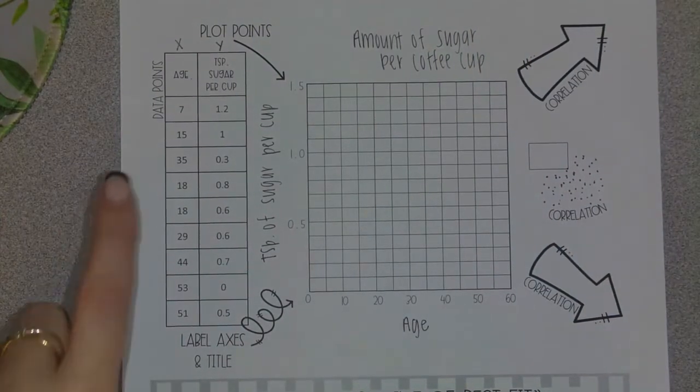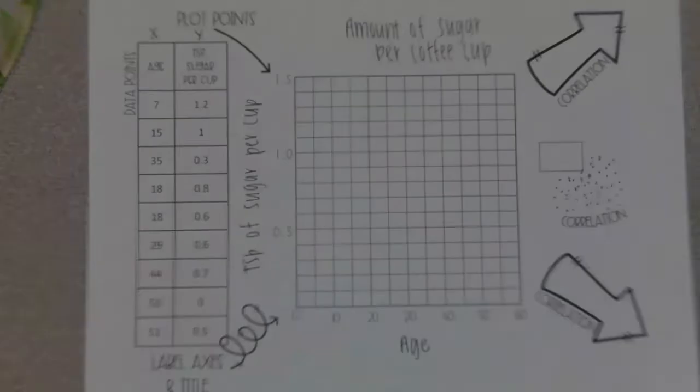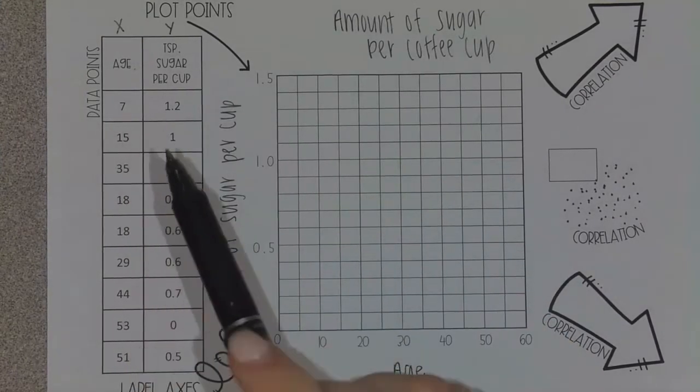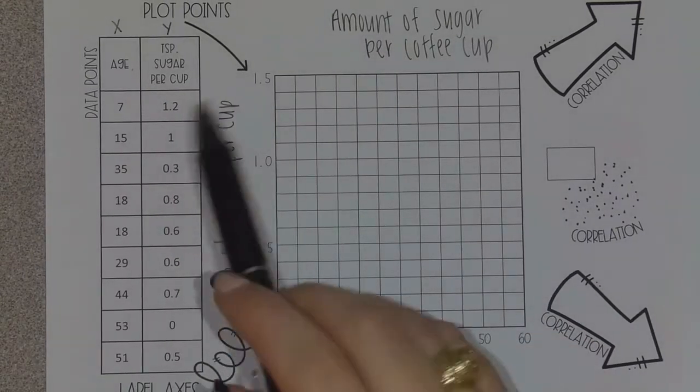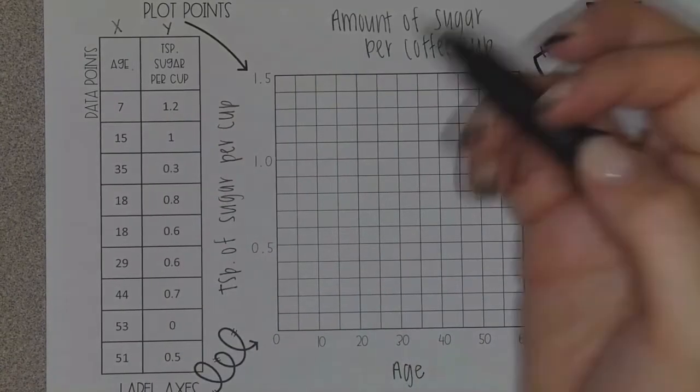So what we're going to do is we're going to take these points and let's plot them on our graph. I'm going to zoom in just a little bit so it's easier to see. Okay, there we go. All right. So it looks like our first person was 7 years old. Oh, hopefully they're not drinking coffee. Maybe it's decaf. But 7 years old, and they put 1 2/10 teaspoons of sugar in their coffee cup.